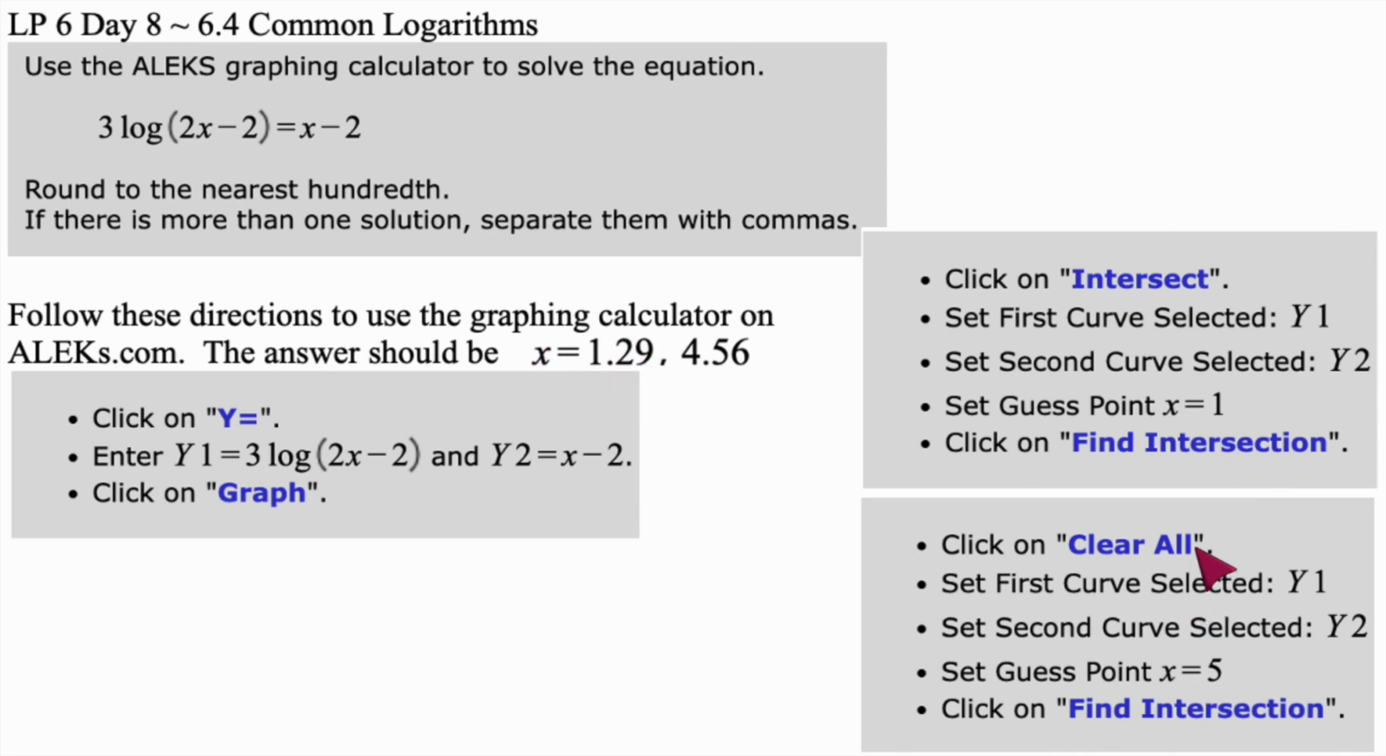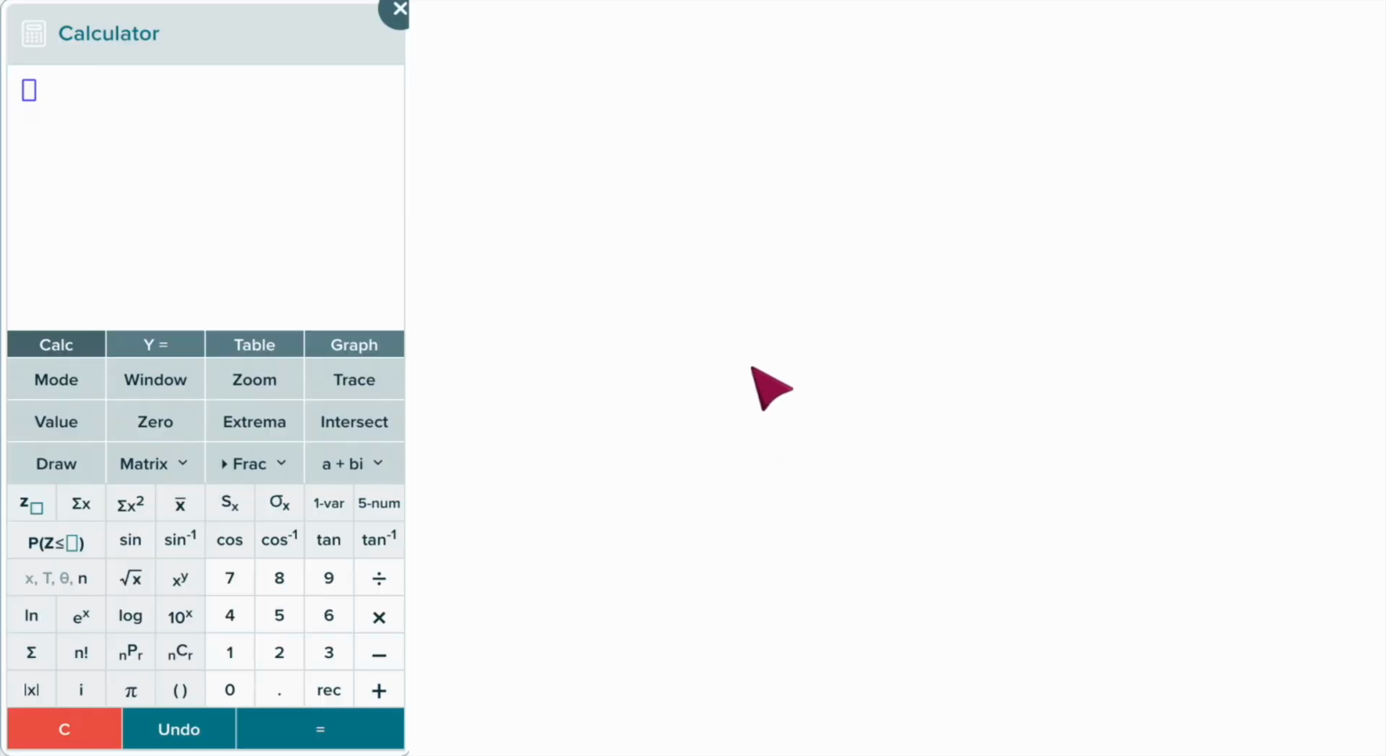Then you're going to do the same thing. These two should already be set again, and you're just going to change your second guess point to 5, because again, visually, you'll see in a second, that's about where it's crossing. Then you click find intersection, and it finds it again. All right, so let's look at that visually, because I know that was a lot to just talk through.